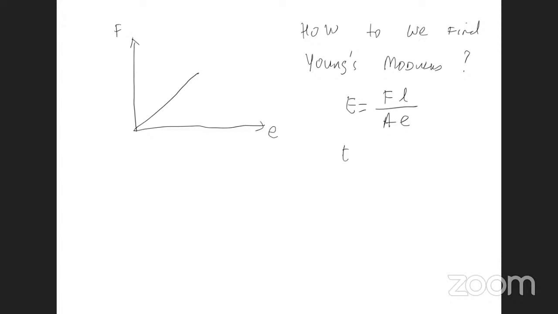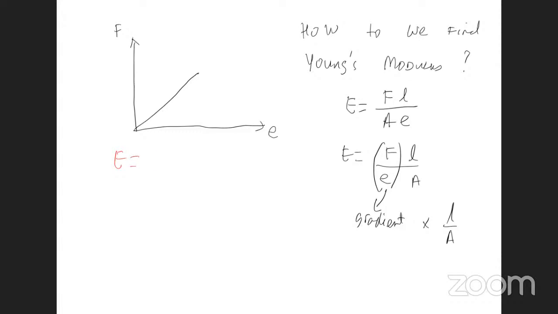So Young's modulus is equal to F on e times L on A. Right? F on e is your gradient. So it's gradient multiplied by L on A. That'll give you Young's modulus. Okay? So you have to learn to use the formula, right? You can do it like that, or you could do some linearization.